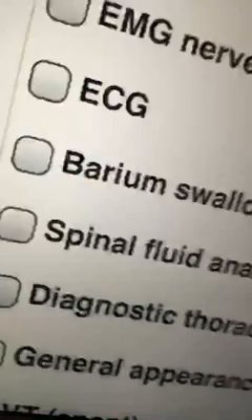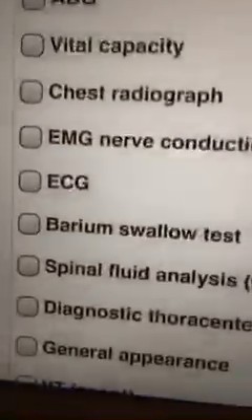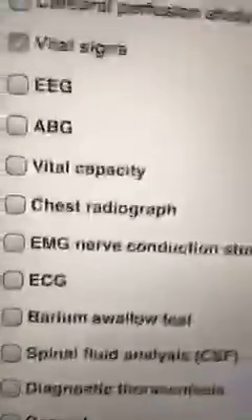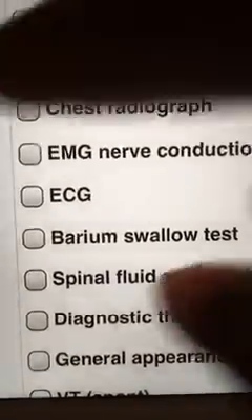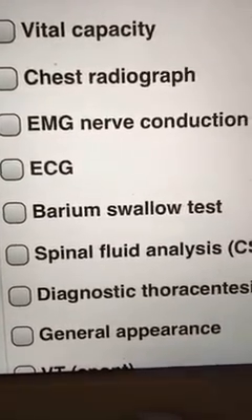For vital capacity, I like to find the height and weight and put it really close with tidal volume and vital capacity. Okay, so I'm going to skip the vital capacity for now. Chest X-ray, that's level 3.